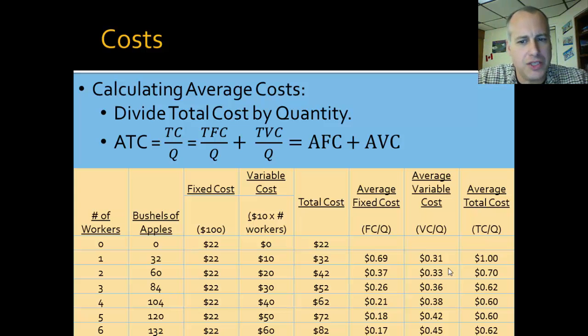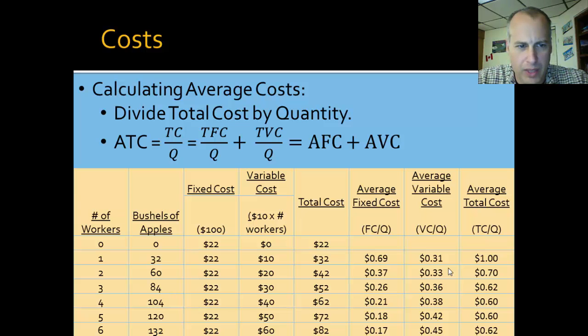Calculating average costs is simple. We just divide the total cost by the number of apples to give us the average total cost. Or we can divide the fixed cost by the number of apples we pick to obtain average fixed cost. And we can divide the variable cost by the number of apples we pick to obtain the average variable cost.